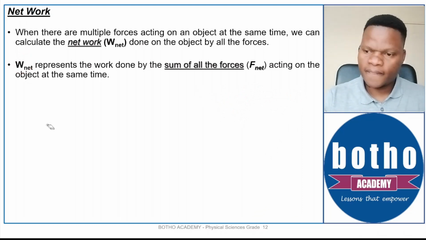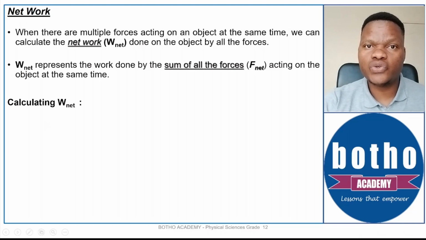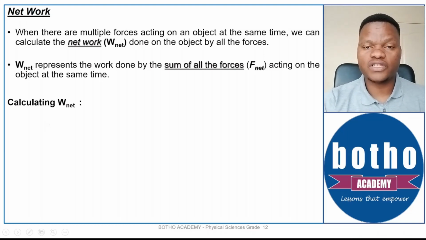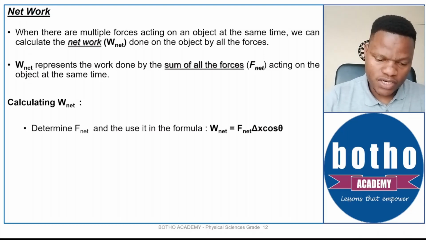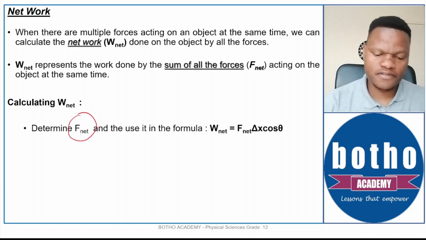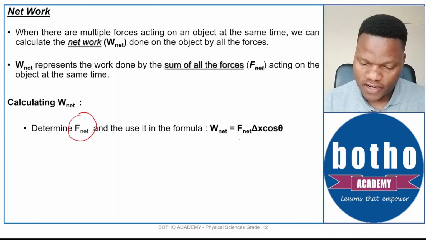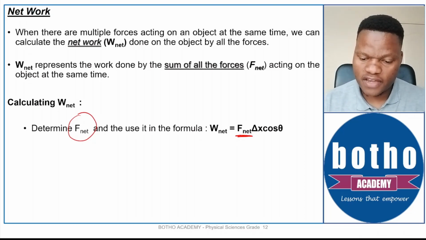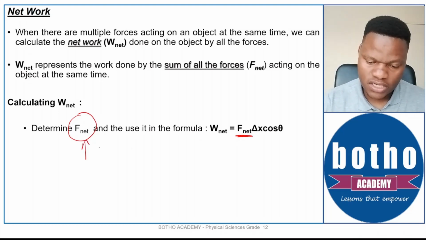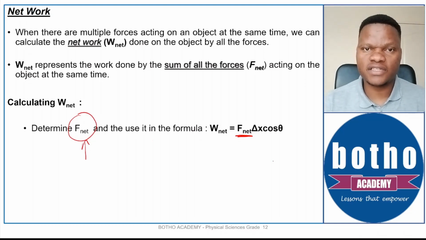Now, when calculating W net, there are two ways of doing it. Of course, there might be other ways, but we're going to look at two. The first one would be to calculate your F net first and then use the F net in calculating W net. Then you'll say W net is equal to F net, which you've calculated, multiplied by delta x, multiplied by cos theta. Everything else is still the same.